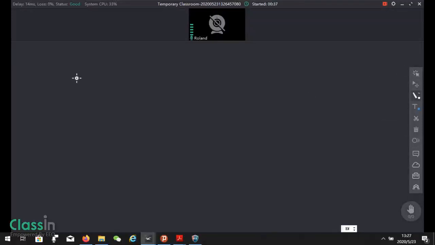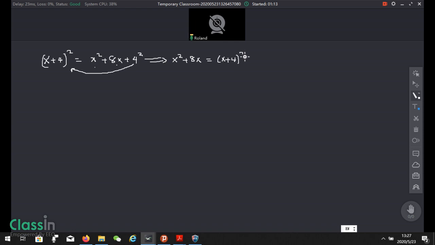In this video, we're going to look at the method of completing squares. If we take the expansion of x plus 4 all squared, this is the same as x squared plus 8x plus 16, or we can simply say 4 squared. If we rearrange this expression, we have x squared plus 8x, so we can take 4 squared to the other side. Then this will be equal to x plus 4 all squared minus 4 squared. We take 4 squared across the equal to sign.